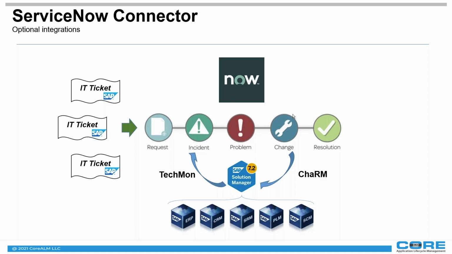Our ServiceNow connector also offers an integration between ChaRM, or change management, and the request for change in ServiceNow. If you have a request in ServiceNow, we can integrate and create a ChaRM transaction directly within SAP Solution Manager and map different workflows. It can be bi-directional communication, where we can change workflows depending on what status you want to map between these two different tools. So your request will be in ServiceNow, and the change transaction, the changes that you're making, will be in SAP Solution Manager.